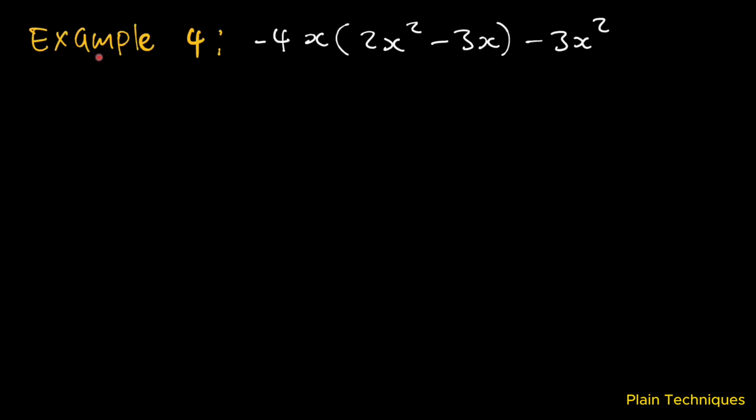All right, this is the last example, right? So you have minus 4x multiplied by 2x squared minus 3x close bracket, minus 3x squared. Remember, we first need to multiply or simplify the part that has brackets first, okay? Which is this part, right? So before we go ahead with our example, I just want to explain the other law of exponents, right?